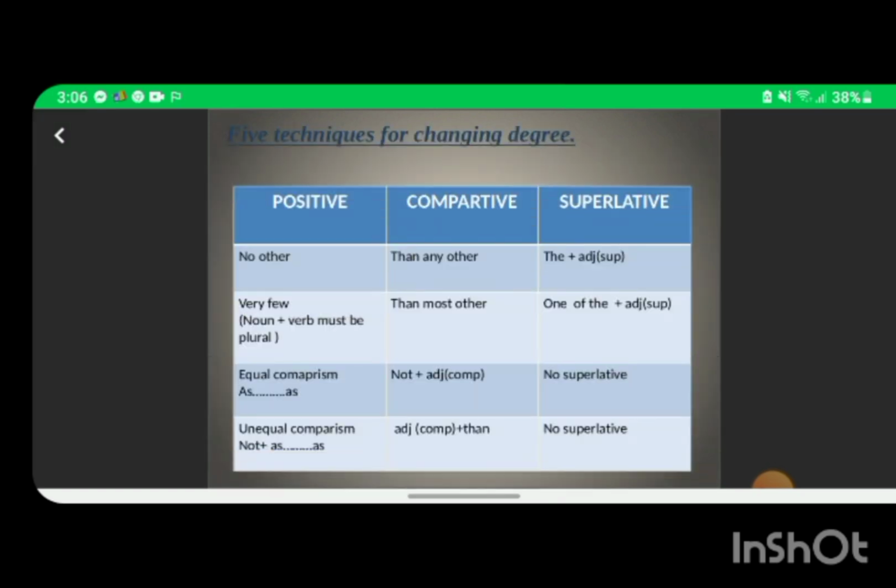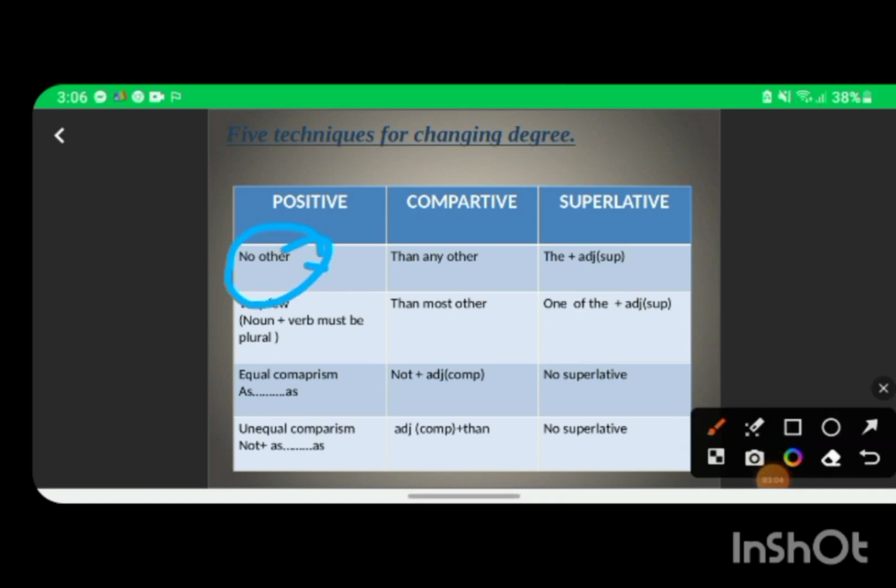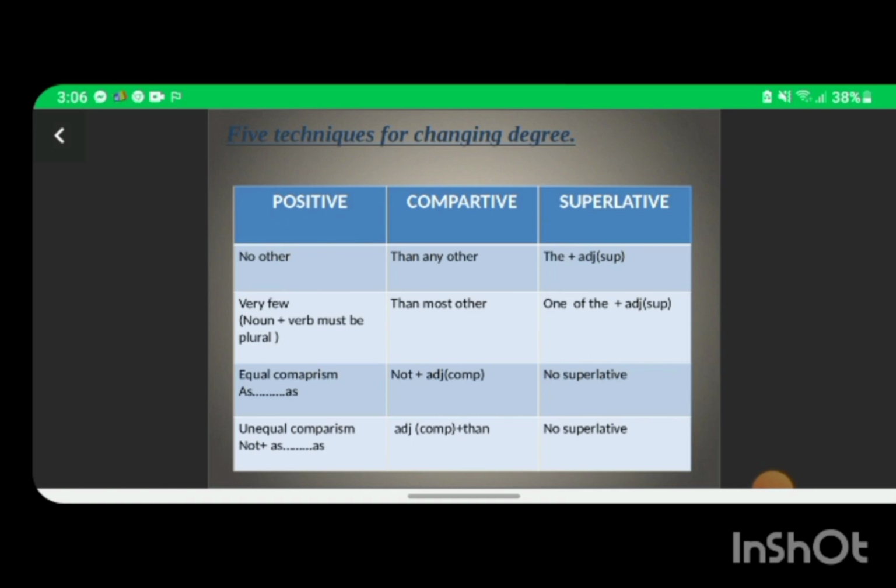In this slide, I will show you 5 techniques for changing degree. With these 5 techniques, you will be able to change all the degrees. If you see "no other" in positive degree, you will use "than any other" for comparative, and for superlative, you will use "the" plus adjective plus superlative degree. These short techniques are mainly for SSC examinees, class 9 examinees. It will help the examinees to retain it in their mind for their upcoming examination.